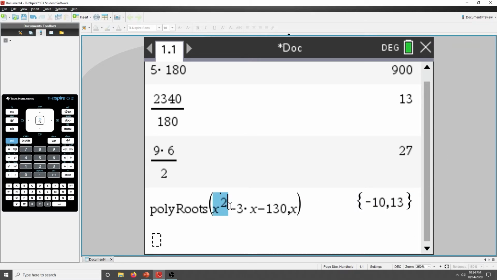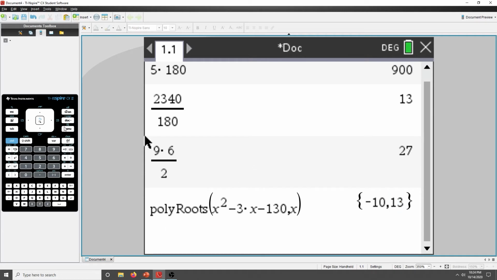If you plug this into nsolve, it looks just like that in nsolve pretty much, right? Except it'd be equals 0 or this equals 130. It would give you -10 because the absolute value that is smaller than 13. The way it works is it searches back and forth and just finds the quickest one. And -10 is not the right answer. So you have to use the polyroots.